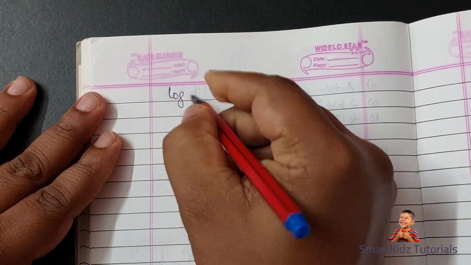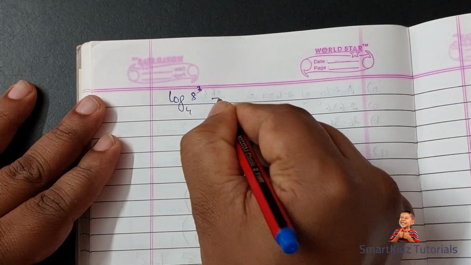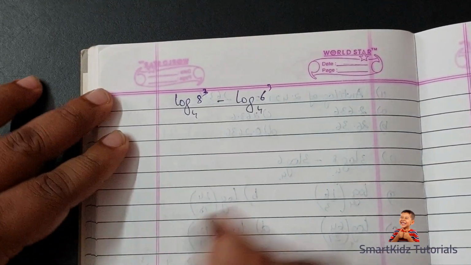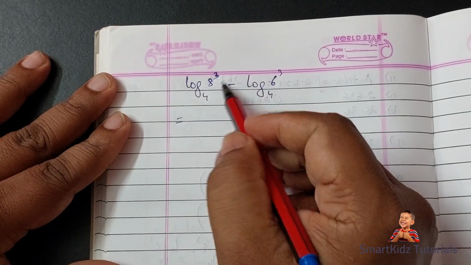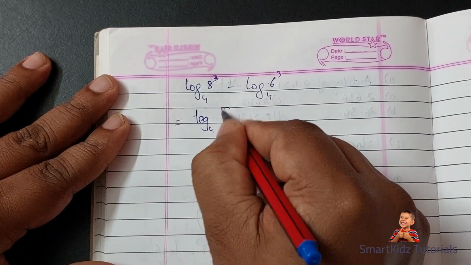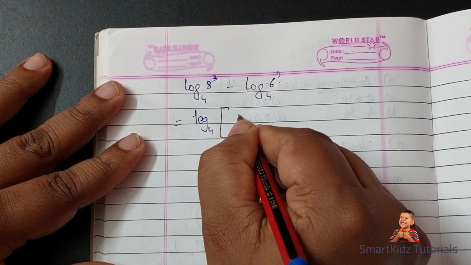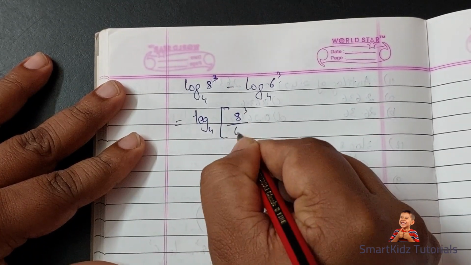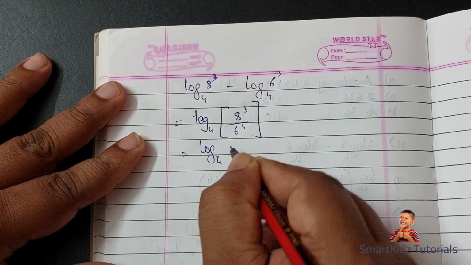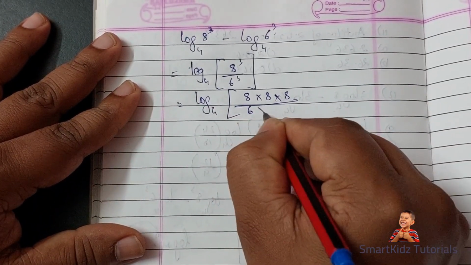So log of 8 cube to the base 4 minus log of 6 cube to the base 4. Now this, rather than finding out what is 8 cube, I just did this way: log of 4 in brackets. So it is m upon n, right? So that 8 cube upon 6 cube. Now this we can write as log to the base 4, 8 into 8 into 8 upon 6 into 6 into 6.